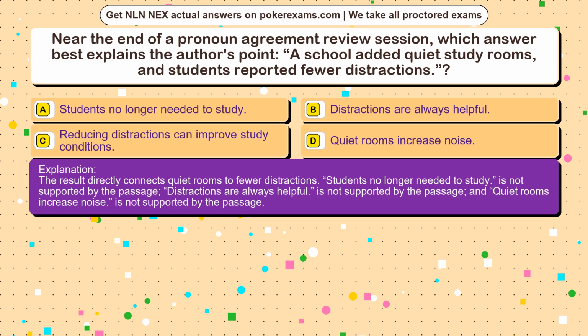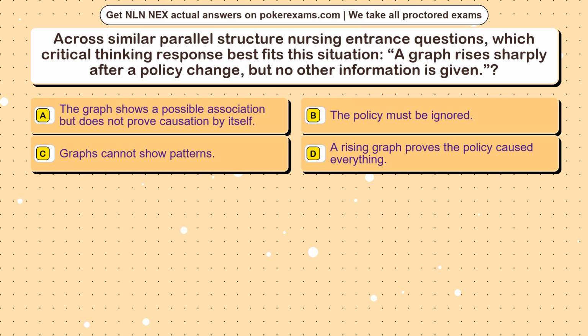Question 20. Across similar parallel structure nursing entrance questions, which critical thinking response best fits this situation? A graph rises sharply after a policy change, but no other information is given. Option A. The graph shows a possible association but does not prove causation by itself. Option B. The policy must be ignored. Option C. Graphs cannot show patterns. Option D. A rising graph proves the policy caused everything.